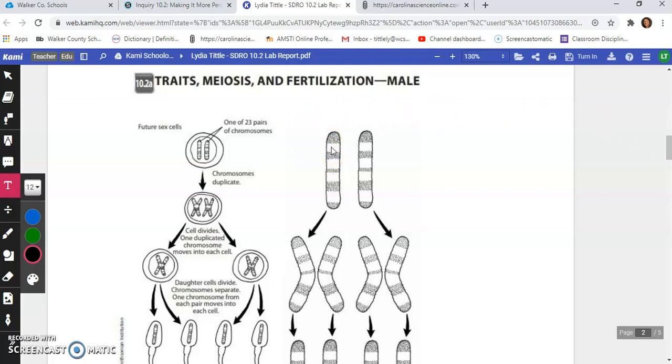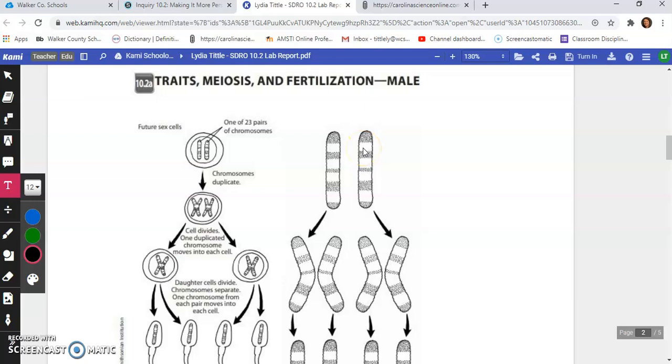For the first trait, if you have the tongue roller trait, then you would put a big R here. Or if you choose to use the heterozygous, you can put big R, little r, putting one R here and the other r here.